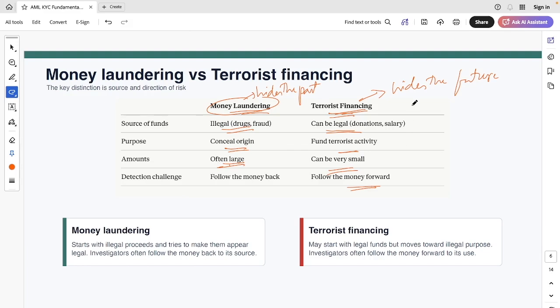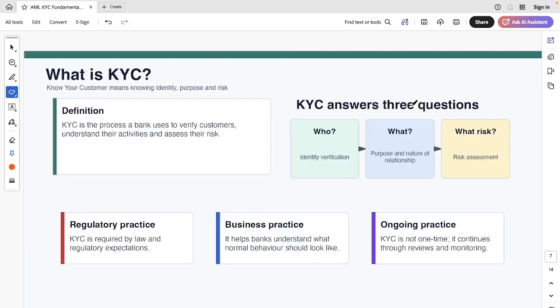Okay, now that we understood the crime side, let's move to the customer side. That is KYC. KYC stands for know your customer, and this term is quite understandable. Basically, you want to know your customer before you build a relationship with the customer.